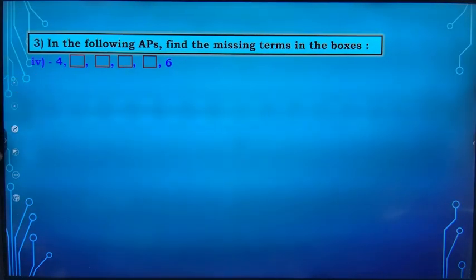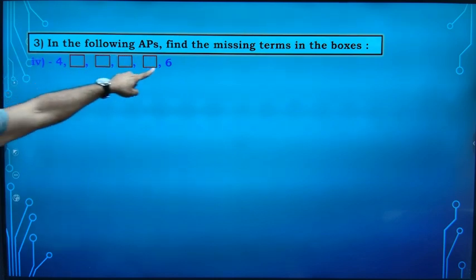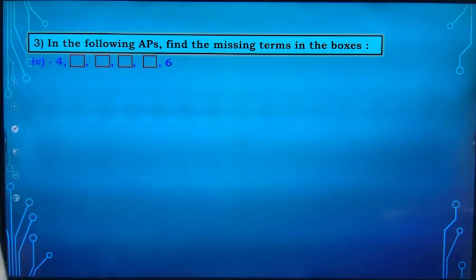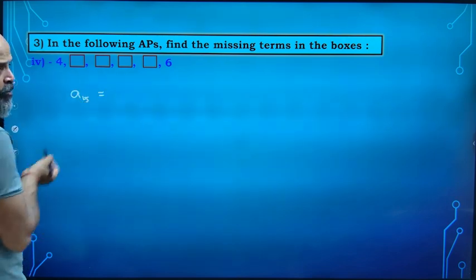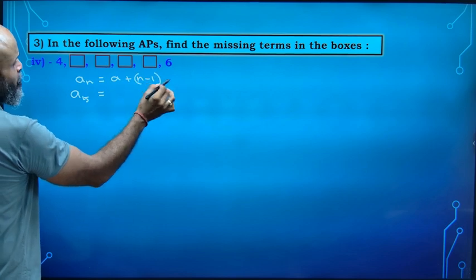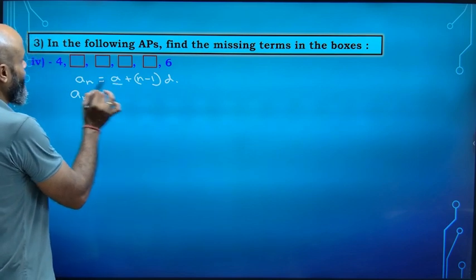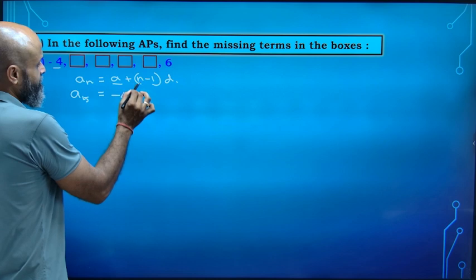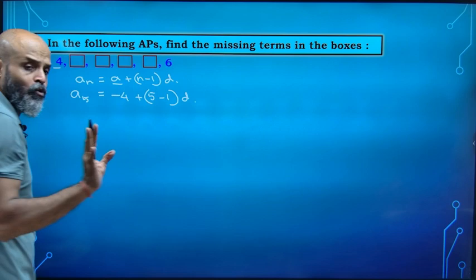In the following APs, find the missing terms in the boxes. Now here, look at it. Here we have 1, 2, 3, 4. 4 terms are missing. What is this term? 6 is what? Fifth term. We can call 6 as a fifth term. Okay. So if I say A5 will be equal to what? See, AN is equal to what? A plus N minus 1 into D. This is the general formula. So A5 here will be what? A is what? Minus 4 plus N, that is 5 minus 1 into D. Now D is not known to us.